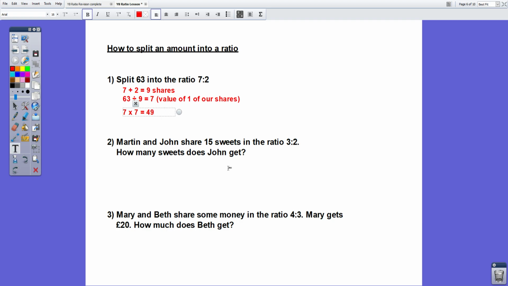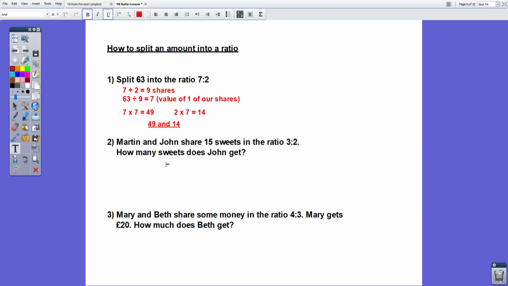And then the second one, we've got 2 of our shares. 2 times 7 equals 14. So split 63 into the ratio 7 to 2 gives us 49 and 14. And since that is our answer, we really need to underline that final stage. And remember, we show our workings every step of the way in order to score maximum marks.